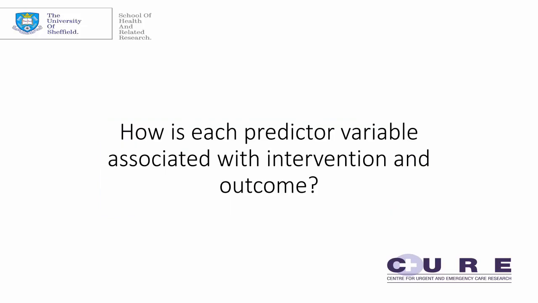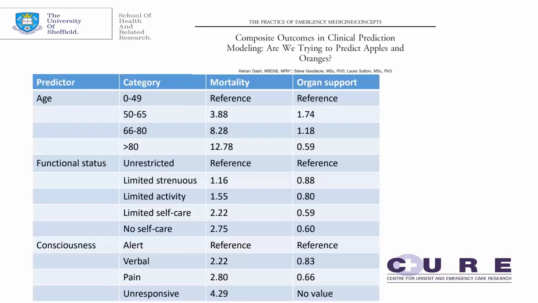Next question is, how does each predictive variable associate with intervention and outcome? And again, we looked at this in more detail in the PRIEST study. This is from a paper that we had published in Annals of Emergency Medicine. Laura Sutton and Kieran Dash were involved in that, and Kieran did the main writing of the paper.